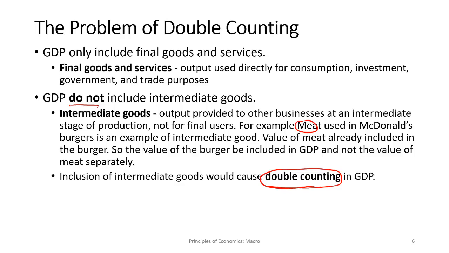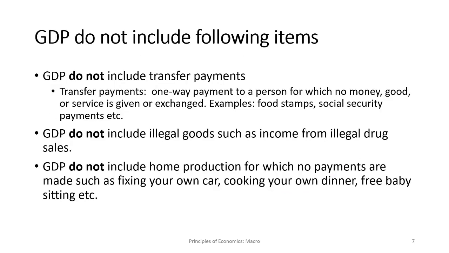There are other things that are also not included in GDP. GDP does not include transfer payments. What are transfer payments? These are one-way payments to a person for which no money, good, or service is given or exchanged. Examples are food stamps, social security payments, etc. GDP also does not include illegal goods, such as drugs, right? Drugs are illegal in most of the United States, and if somebody is selling drugs, the income from selling drugs is not part of GDP. The same is true of marijuana.